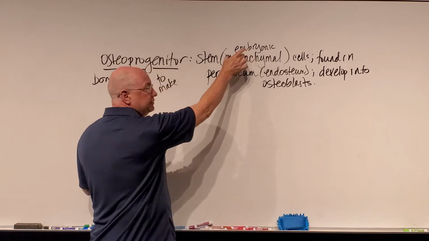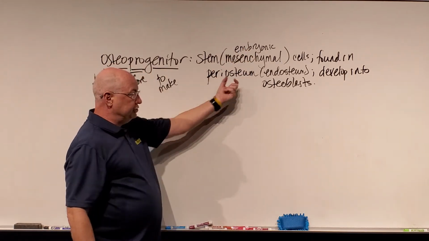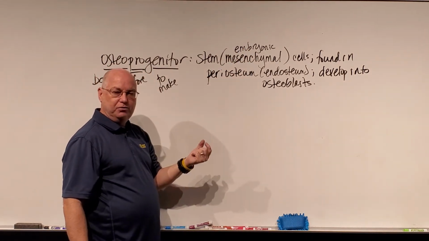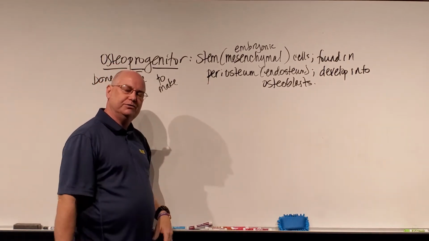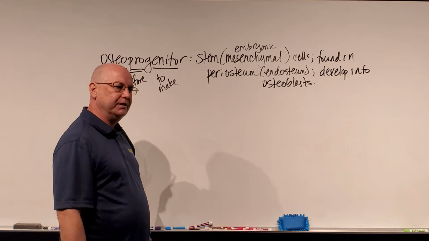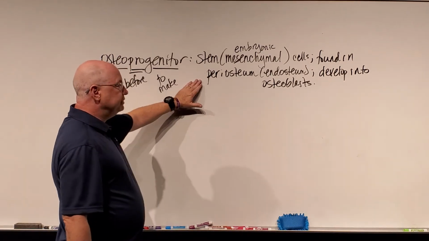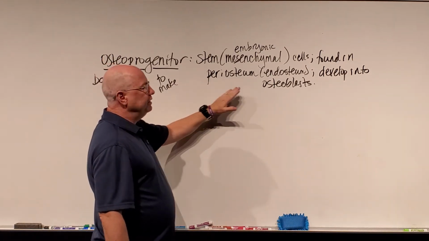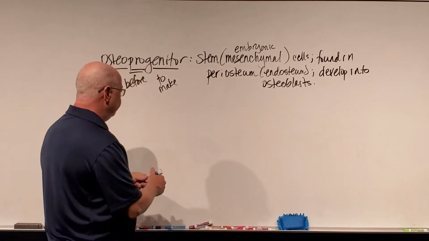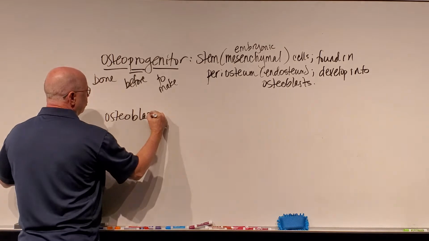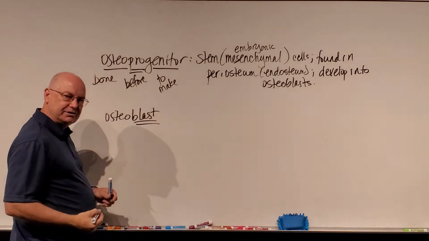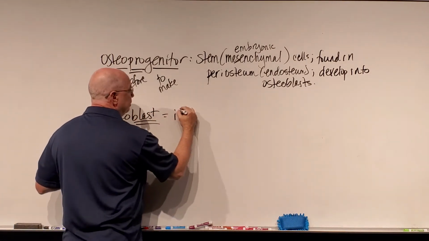If I take stem cells and I stick one in the periosteum of bone, since it's so close to the bone tissue, what's the likelihood it's going to be influenced by bone tissue to become a bone cell? So, since these cells live in the periosteum, very often they receive the chemical influences to grow up to become an osteoblast. So when I look at an osteoblast, we've already talked about this term blast. This is an immature bone cell.